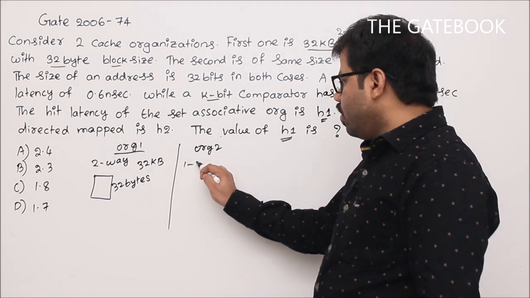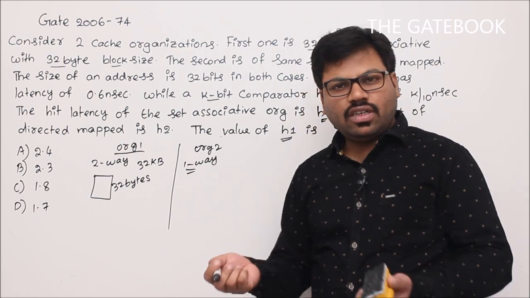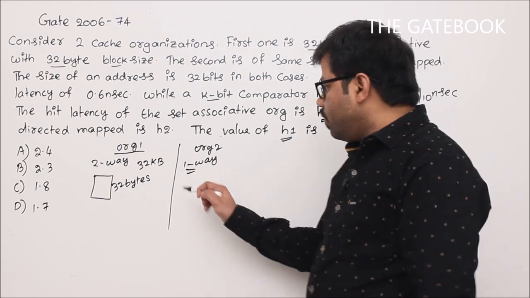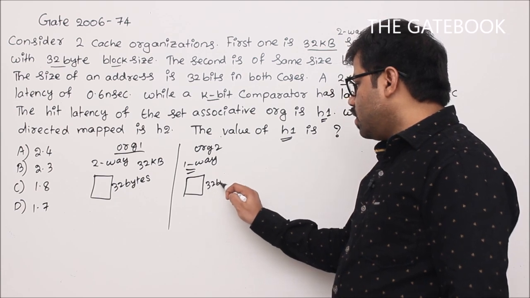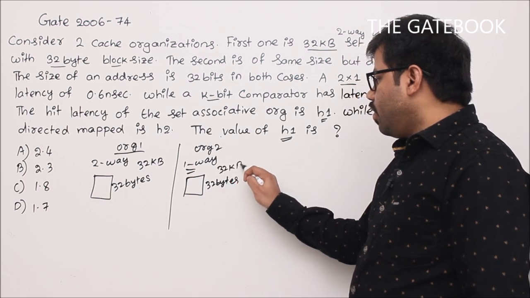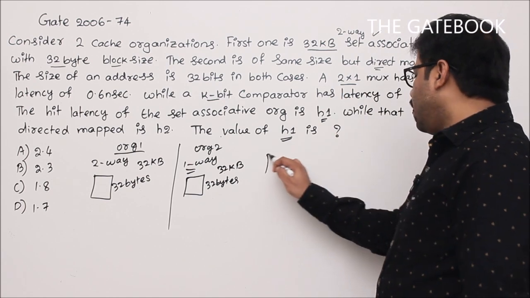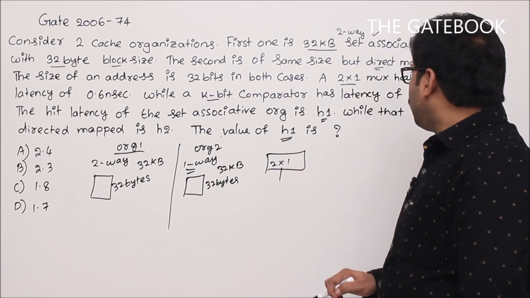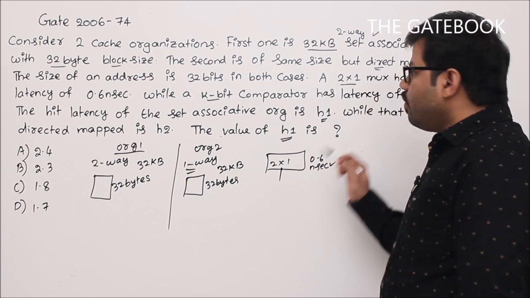I can say direct mapping is also a set associative mapping. How, sir? It's one way, right? That means every set has only one block. The cache size is the same, the block size is 32 bytes here also, and the cache size is 32 KB. Apart from that, is anything mentioned? They have given that there is a 2x1 multiplexer. If you use it, what is its delay? It is 0.6 nanosecond. If we want, we can use it.